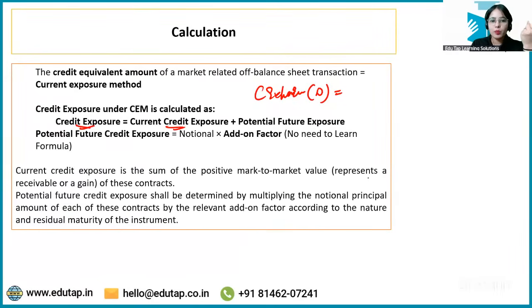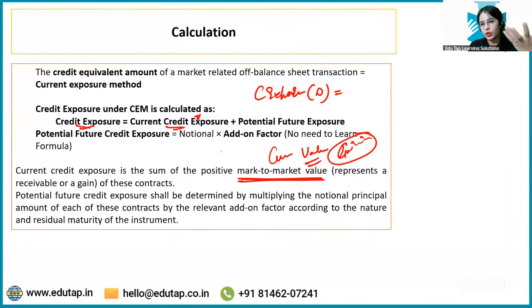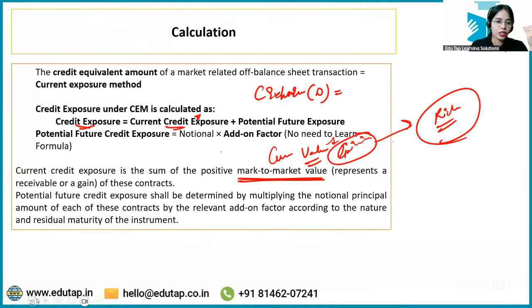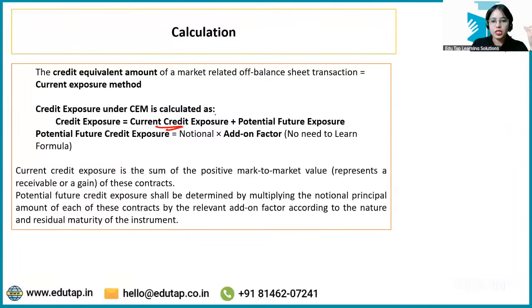So current exposure just basically means the current value. Mark to market means the current value that we are gaining, but if the other party defaults, this will become the risk and the loss. So this is the idea. Current exposure is basically 4 rupees per dollar.